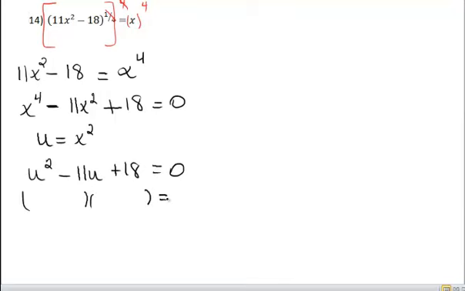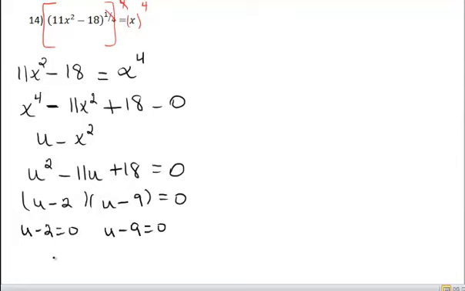This will factor into u minus 2 and u minus 9, where 2 and 9 are both negative. So we'll have u minus 2 equals 0 and u minus 9 equals 0. When you solve them, you get u equals 2 and u equals 9. But remember, we don't want u, we want x. So we go back up to where we substituted it and resubstitute.